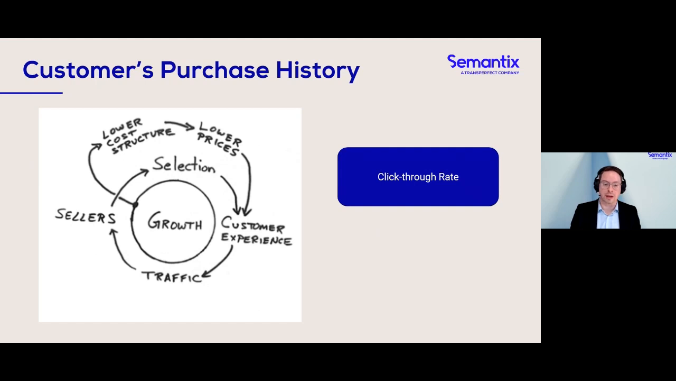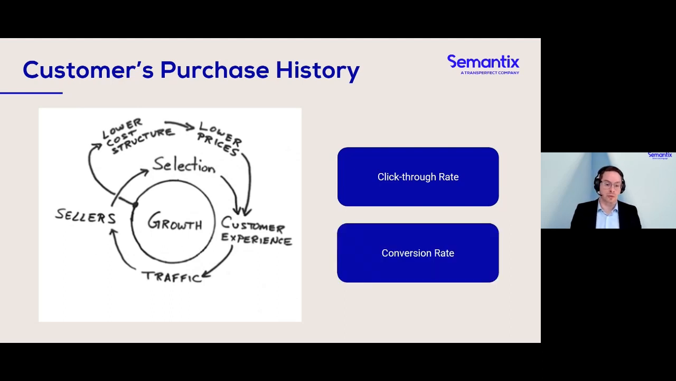So first of all is click-through rate. Click-through rate is the percentage of people that have clicked on your product after finding it on a search result. So basically, it's the percentage of times your product is on a search result, and then how many times people are clicking on it. And another, and possibly even more important, is the conversion rate.